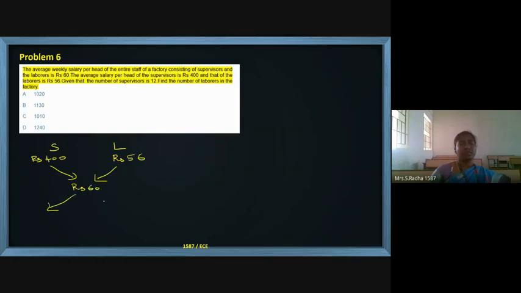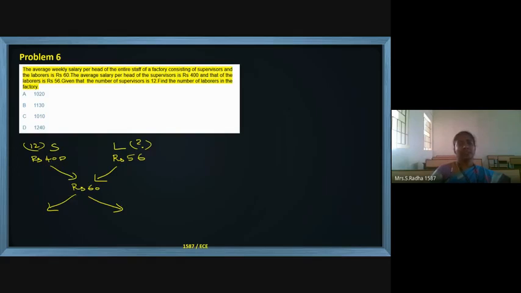Also, it is given in the last sentence, the number of supervisors is 12. We have to find how many laborers are there. First, we will calculate with respect to money.